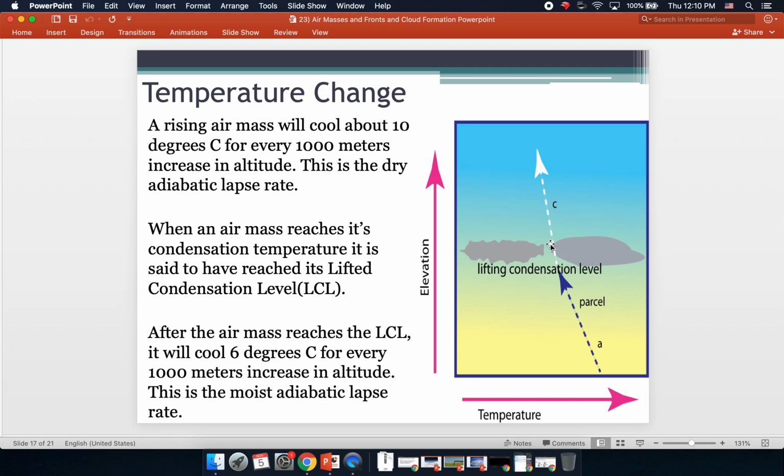For every 1,000 meters that air parcel increases in altitude after the lifted condensation level, or after cloud formation, it will only cool by 6 degrees. So you go from it cooling off by 10 degrees Celsius for every 1,000 meters, and then clouds form, and then it only cools by 6 degrees Celsius for every 1,000 meter climb in altitude or elevation. And that's what's called the moist adiabatic lapse rate.